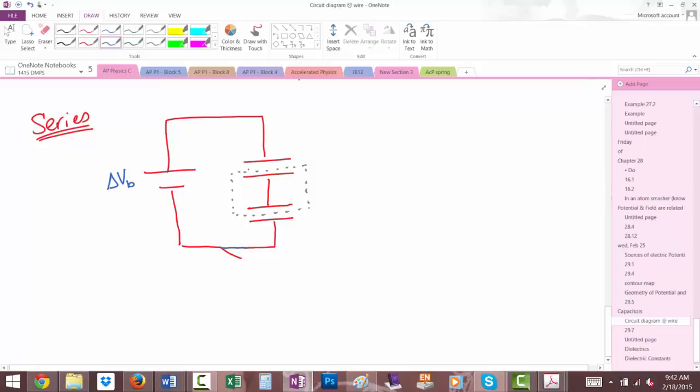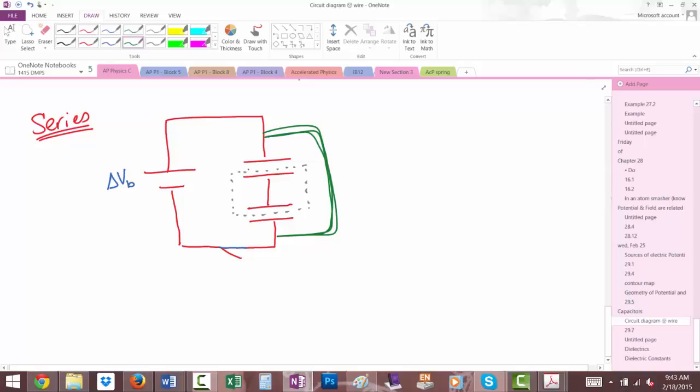Now, what's going to happen? What's going to happen as those things charge up? The potential difference over the whole thing is delta V sub B. The potential difference from this point way up here to this point way down here is going to be delta V sub B. It's not going to be the same here and here this time. Does this make sense to you? Is that okay? The potential difference of delta V sub B is going to be the same here and across the whole thing.